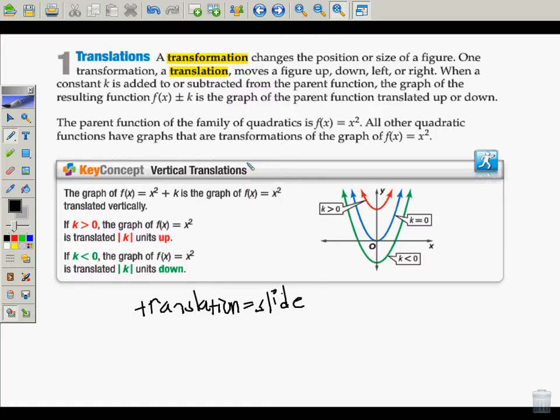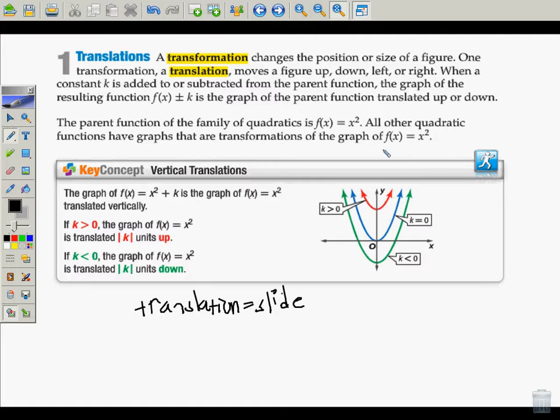And so when a constant k is added or subtracted from the parent function, and remember our parent function is always x squared, the graph of the resulting function f of x plus or minus k is the graph of the parent function translated up or down. And remember, the parent function is x squared, as I just said. All other quadratic functions have graphs that are transformations of the graph of x squared. So whenever we have a quadratic function, it's in some way related to this x squared.